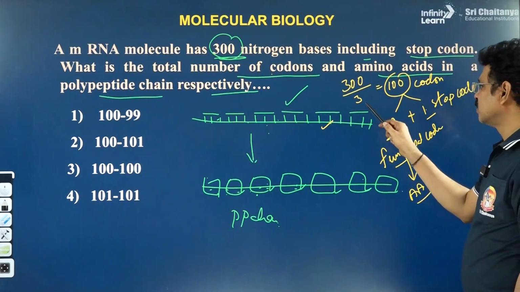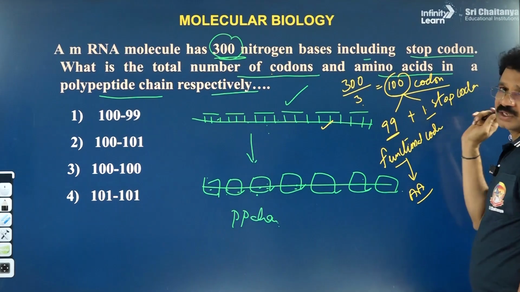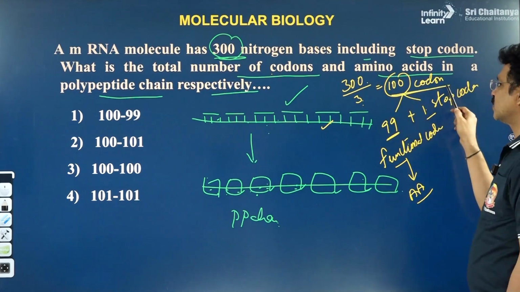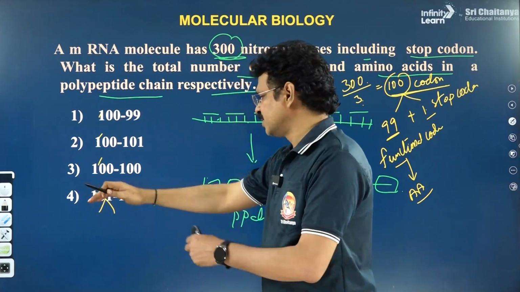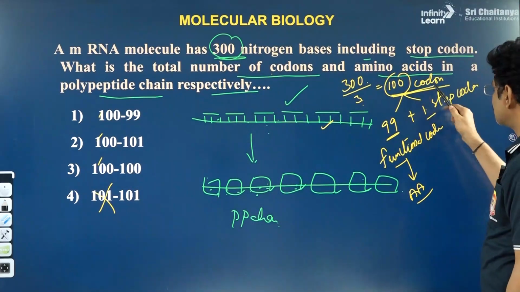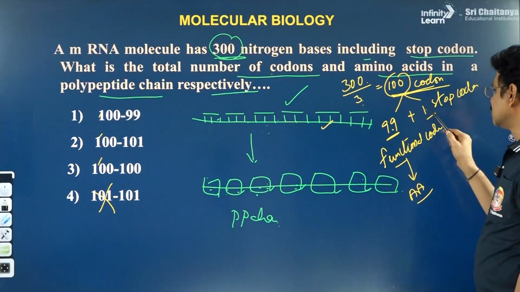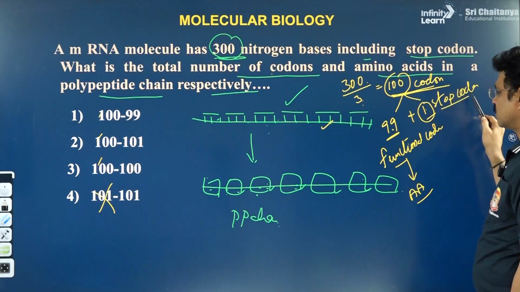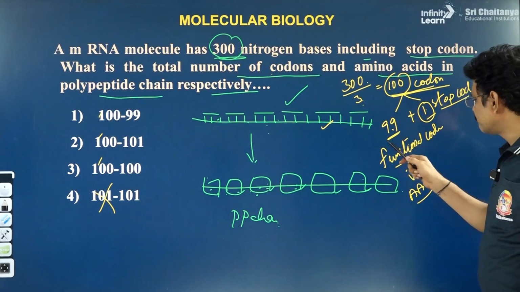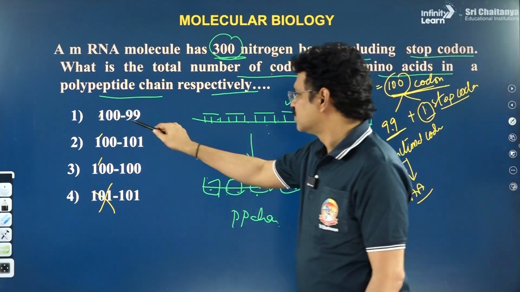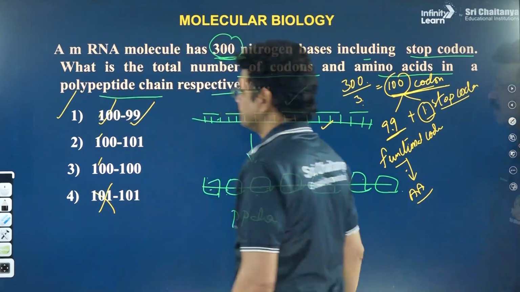How many codons are possible? Total number of nitrogen bases divided by 3 equals total number of codons. 300 divided by 3 equals 100 codons. So the fourth option is eliminated here. Next, among these 100 codons, 99 functional codons can specify amino acids. The last one is the termination codon; a stop codon cannot specify any amino acid. So the amino acid number equals functional codons only. In this option only 99 is there. Then the right answer for this question is the first option.